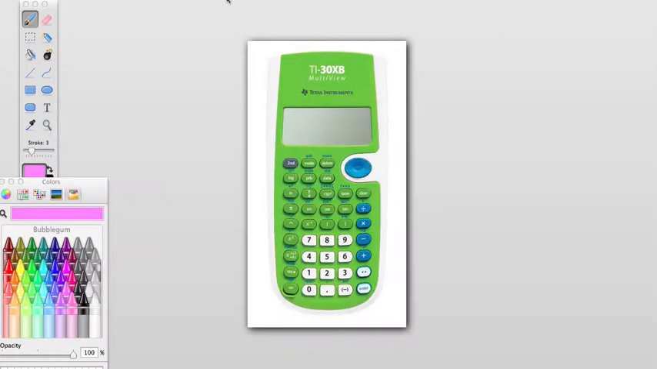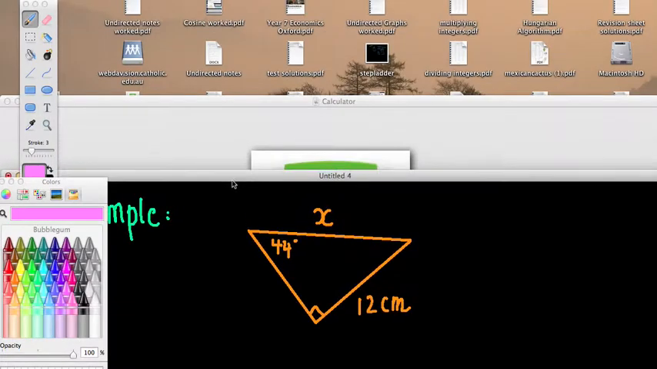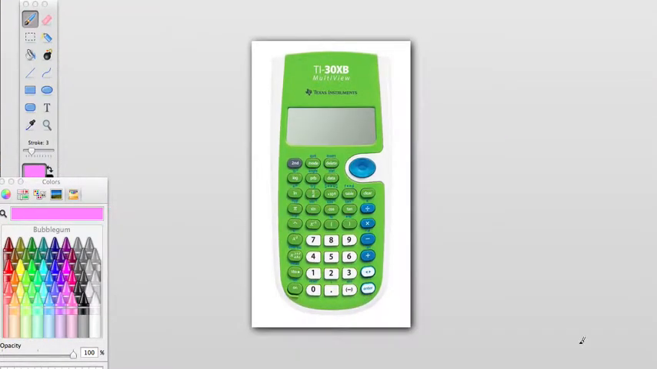I'll just find it. Look at all these windows that are open. Just one moment.